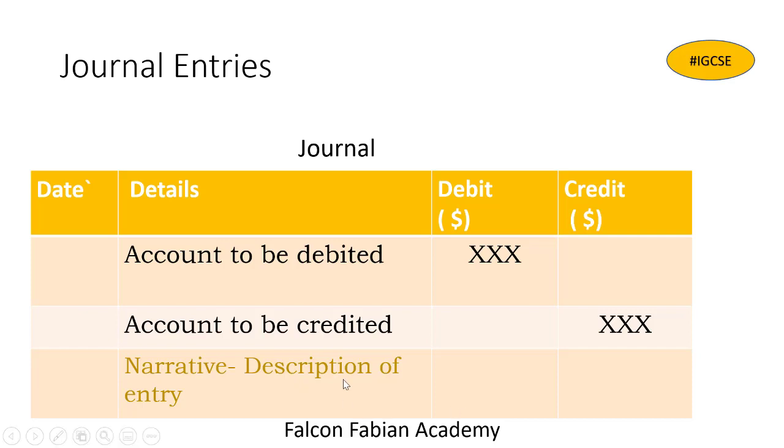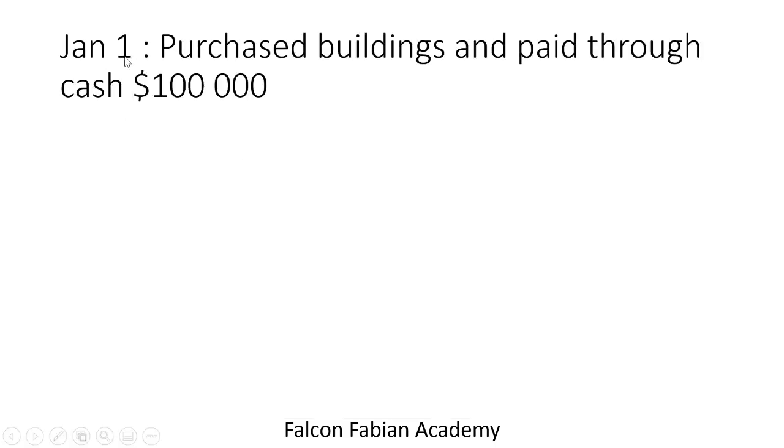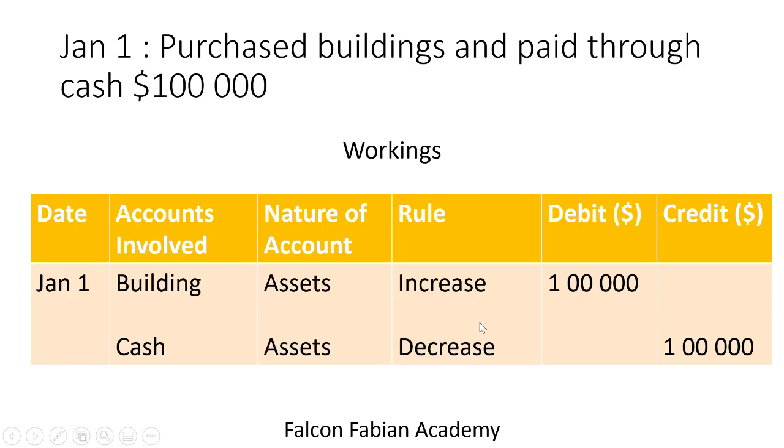Now that we have read the rules and also seen the structure of a journal entry, let's take few transactions, apply the rules to them and record it in a journal. So the first transaction is January 1, purchased buildings and paid through cash. Whenever you are just starting to do journal entries, it is better to do some workings before you actually record it into the journal. So this is a table that you can use for doing your workings. It helps you understand the logic. Once you have recorded 25 to 50 transactions in this table and then into the journal, you will be able to understand the rules properly. So the first column is date, then the two accounts involved, then the nature of account, that is what is the category to which each of these accounts belong, then the rule, then the debit amount and the credit amount.